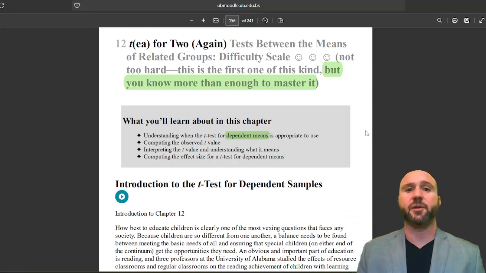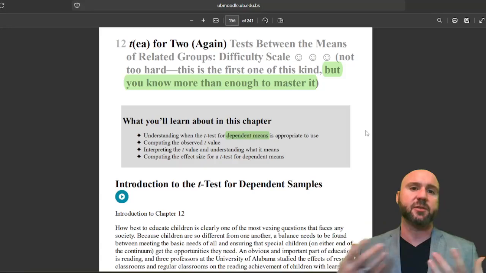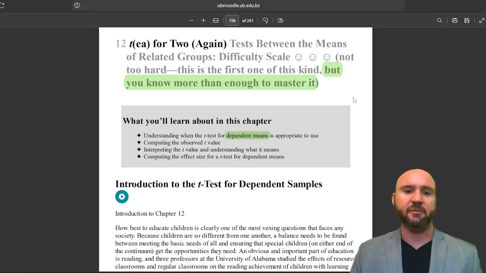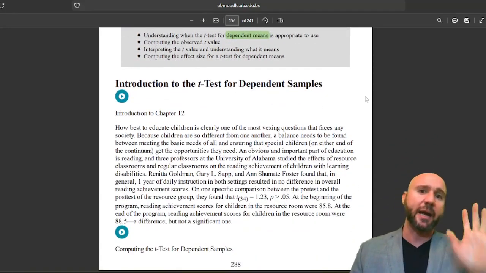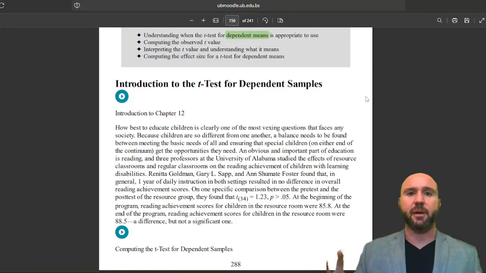This t-test is really good for the same group before an intervention and after the intervention. So that's when you want to use these types of analyses. Okay, so this is a fairly short chapter because we already have a lot of stuff under our belt.